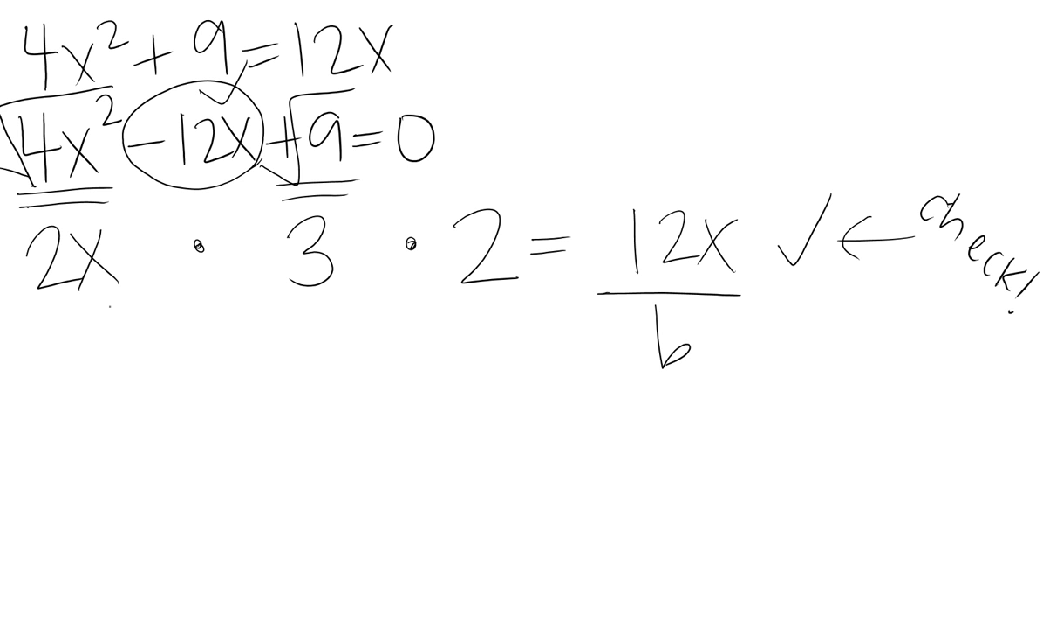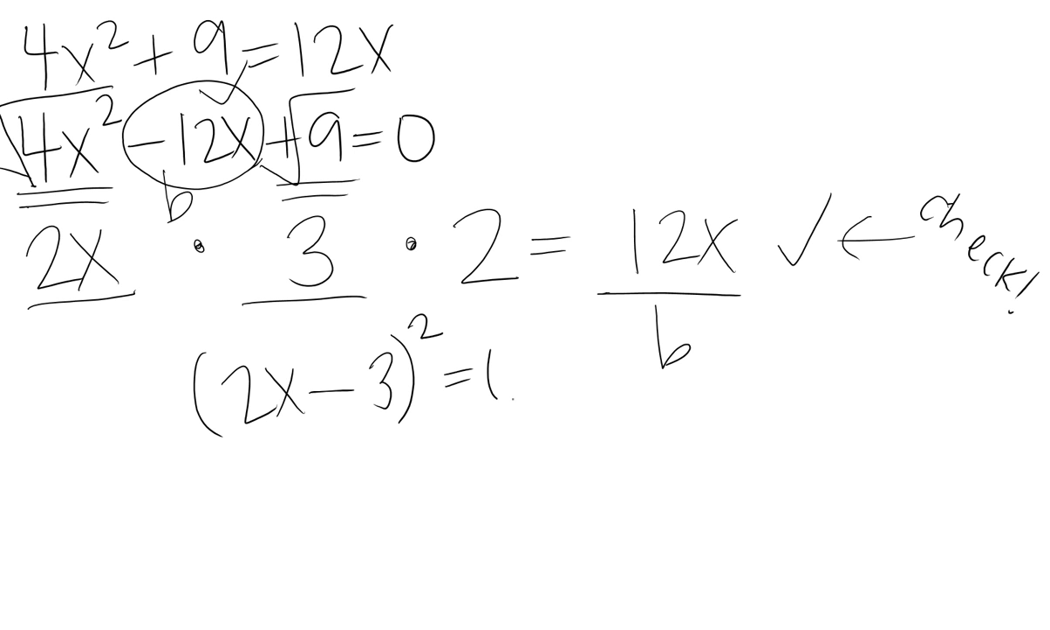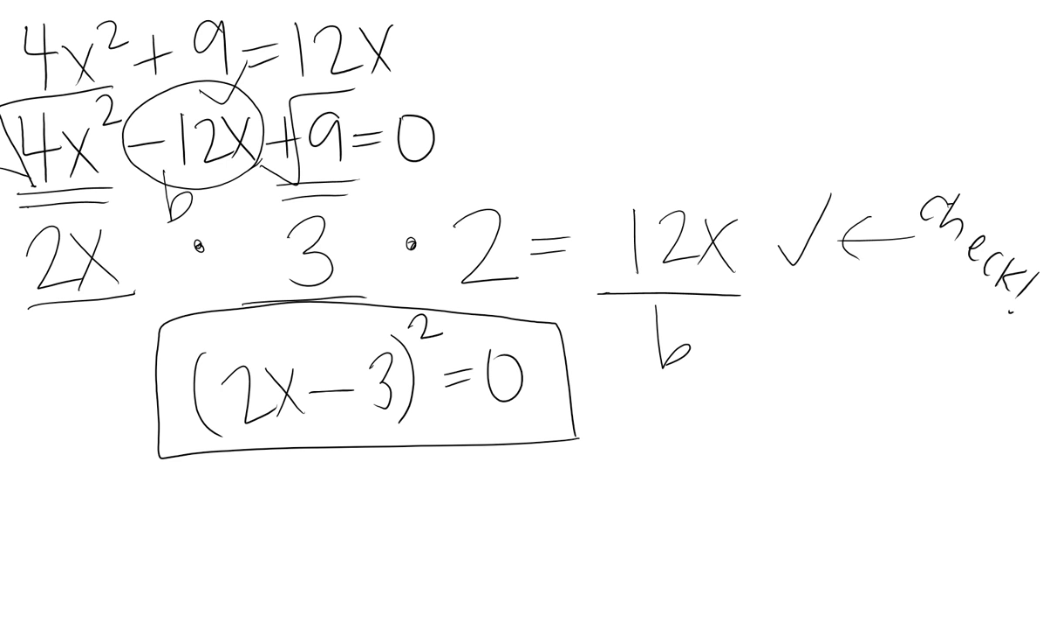For our factored form, we take what we got for our square roots. So it's going to be 2x and it's going to be 3. And then to determine the sign that goes in the middle, whether it's subtraction or addition, you go back to your value of b. Since b was negative 12, this is going to be subtraction. And then our factor is squared. So this would be my factored form.